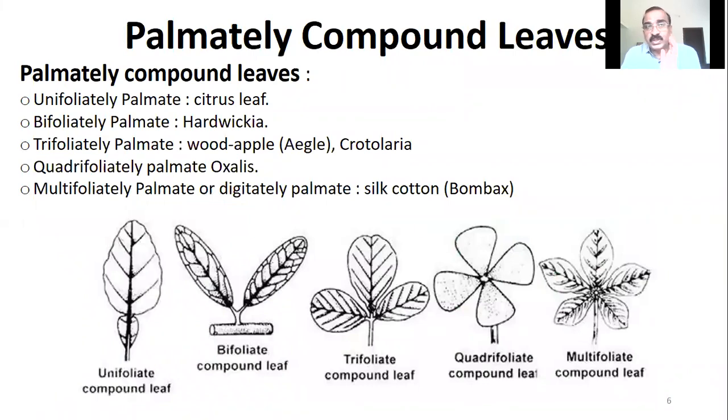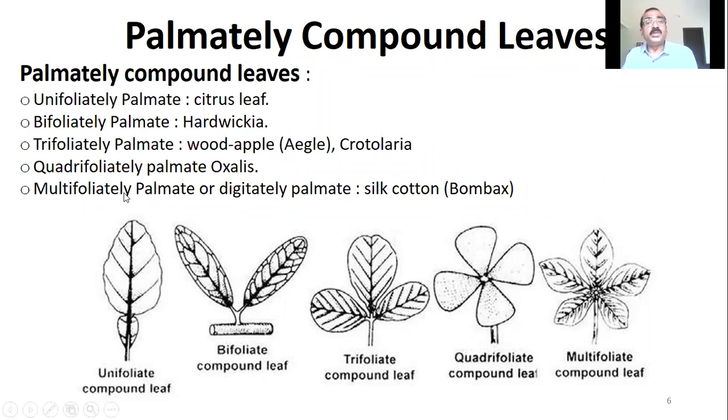Now, these compound leaves are again subdivided into various types. For example, palmately compound leaf has got several subdivisions, and the pinnately compound leaf also has got several subdivisions. So let us see each one of them. Now coming to the subtypes of palmately compound leaves, see it is divided into unifoliately palmate, bifoliately palmate, trifoliately palmate, quadrifoliately palmate, and multifoliately palmate or digitately palmate. Now this is based on the number of leaflets of a pinna.